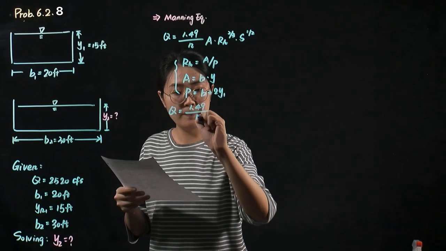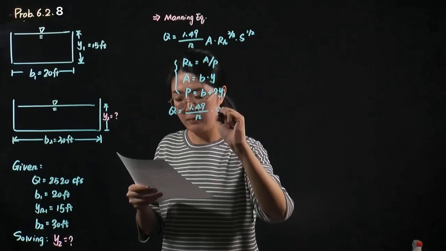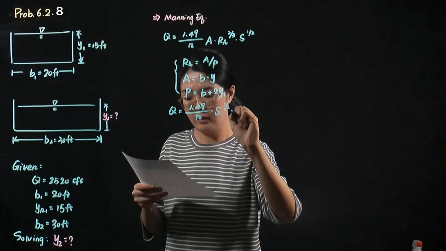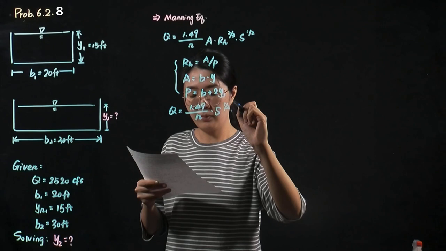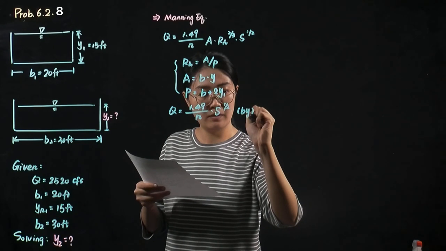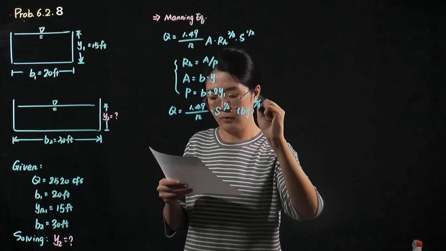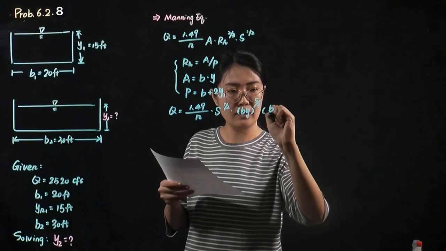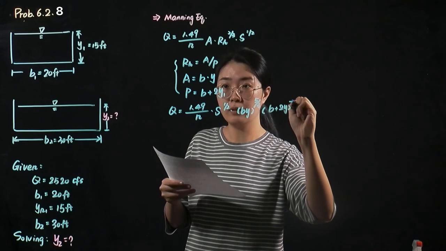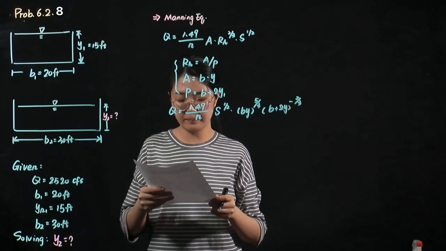If we bring these 3 equations back into the Manning equation, then we can get the flow rate equals 1.49 over the Manning coefficient times the slope to the power of 0.5 times b times y to the power of 5/3 times (b plus 2y) to the power of minus 2/3.